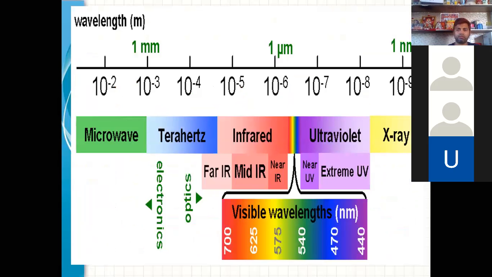Again, the same UV visible spectroscopy and IR. IR is divided into three regions: far IR, mid IR, and near IR. When we discuss IR spectroscopy, there we'll discuss these three regions. Right now we are mainly concerned with the ultraviolet and visible region. Ultraviolet is 190 to 400 nanometers, and the visible spectrum is approximately 400 to 700 nanometers. It can go up to 750 nanometers.